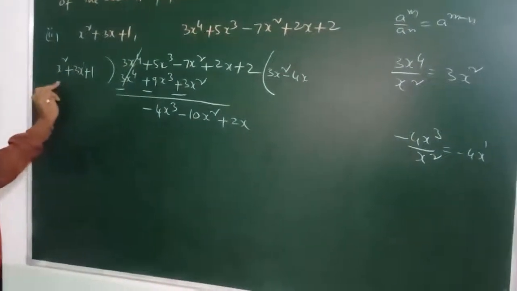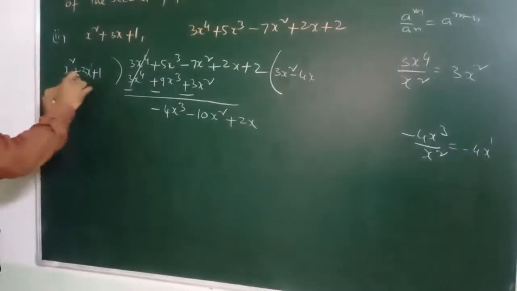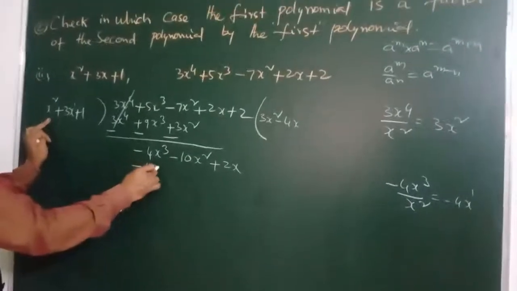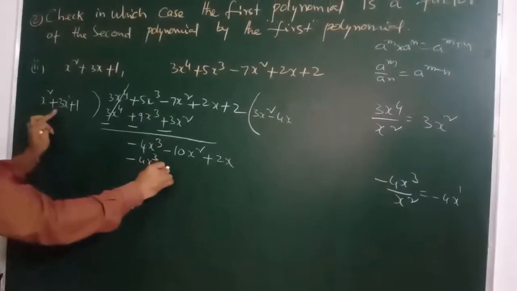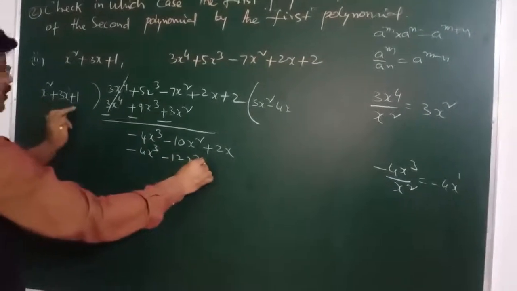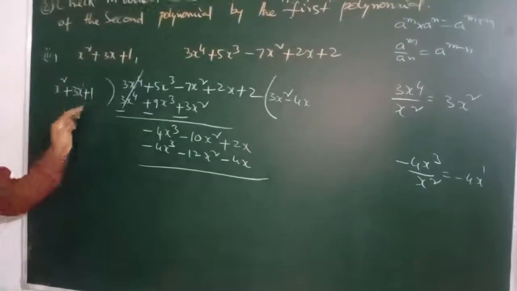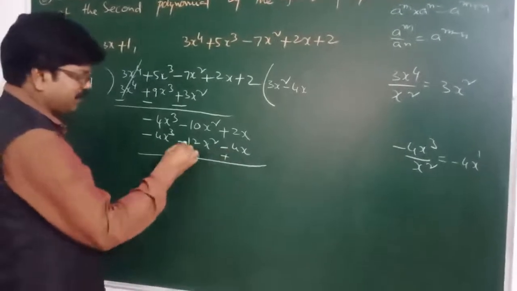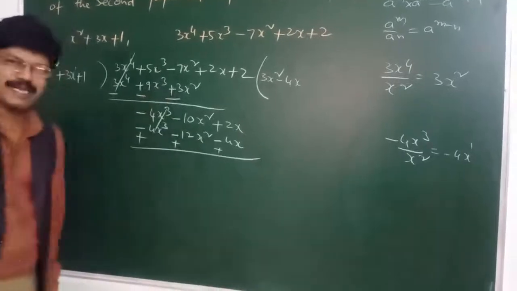Minus 4x, we multiply by the divisor. Minus 4x into x square, x cube; minus into plus, minus 4 3s are 12 x square; minus 4x. Second, subtraction. Change the symbols: minus, plus, minus, plus, minus, plus. Plus 4x cube minus 4x cube cancel.